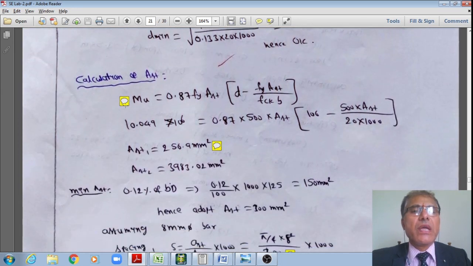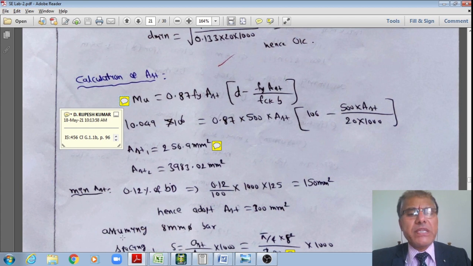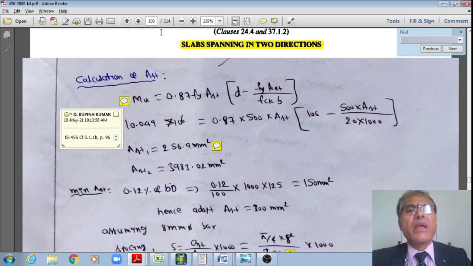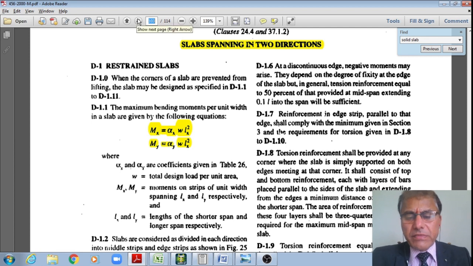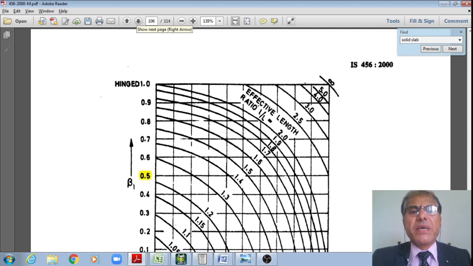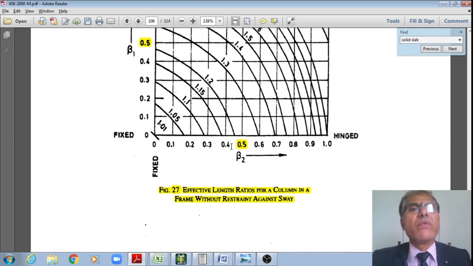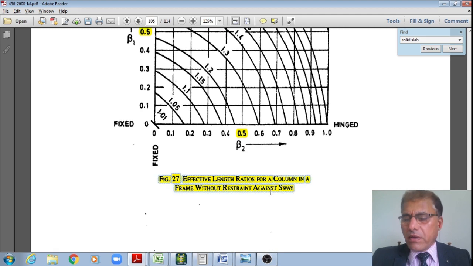Once we know this, I can go to Clause G.1.1b, page number 96. Let me move to page number 96 of IS 456, student. On page number 96, I do have this formula, say.